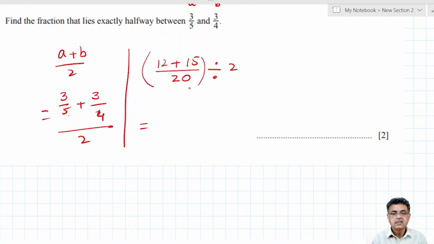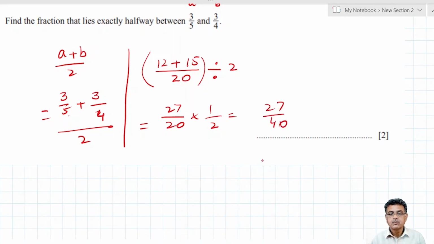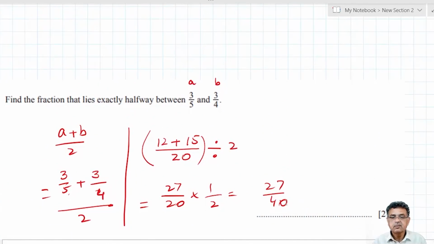This fraction, I have changed it to the sign of division. This is 27 over 20. And this division by 2, I write it upside down. So this will be 27 over 40. So this is the number which is exactly halfway between these two numbers. Okay, now its denominator is 40.